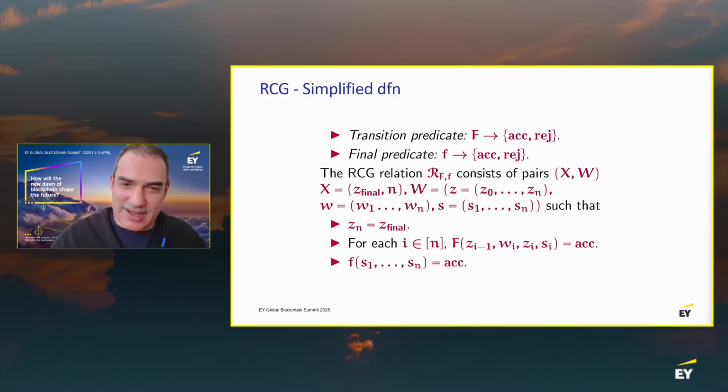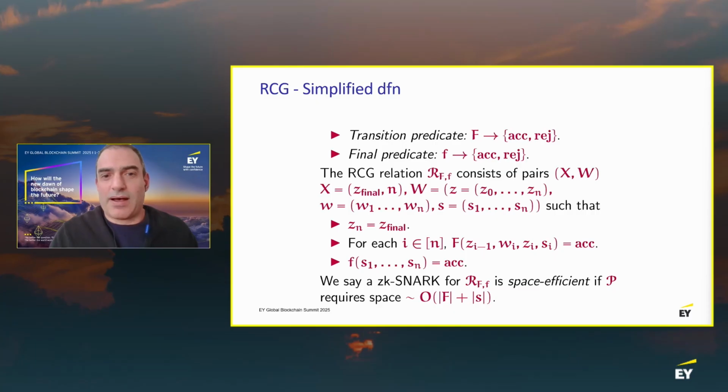We check that if we take these little S_i from all the steps, the little f of the final predicate holds. The f of all the S_i is accept. And we say a SNARK is space efficient for this relation if the space required by the prover depends on, again, the transition function plus the size of the global state.